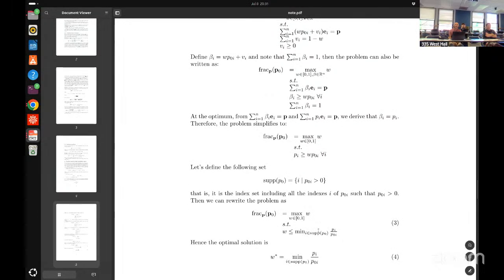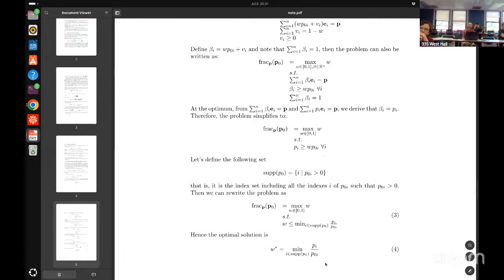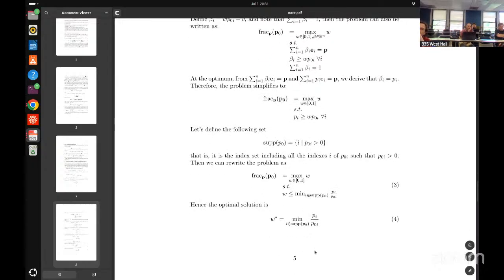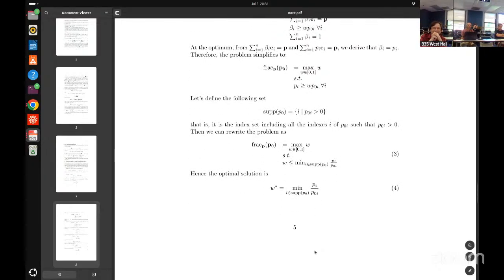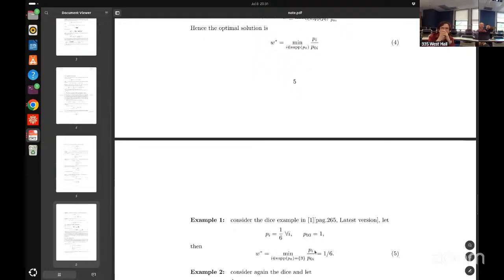So at the end, the optimal solution: since you want to maximize W with this upper constraint, the maximum is this. So in this case, the fraction capacity is the minimum over the i in the support of P0 of pi divided by p0i. Super simple. And then I thought, well, it must be something known because it's so simple, and I went to check, and I remembered something similar.